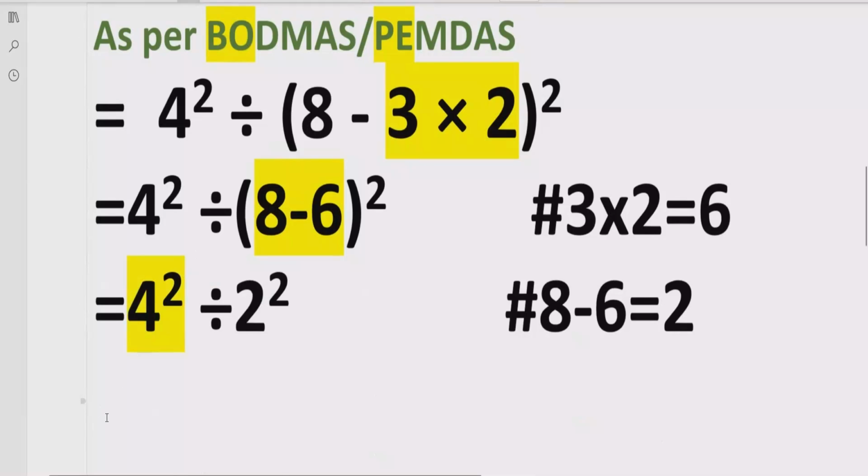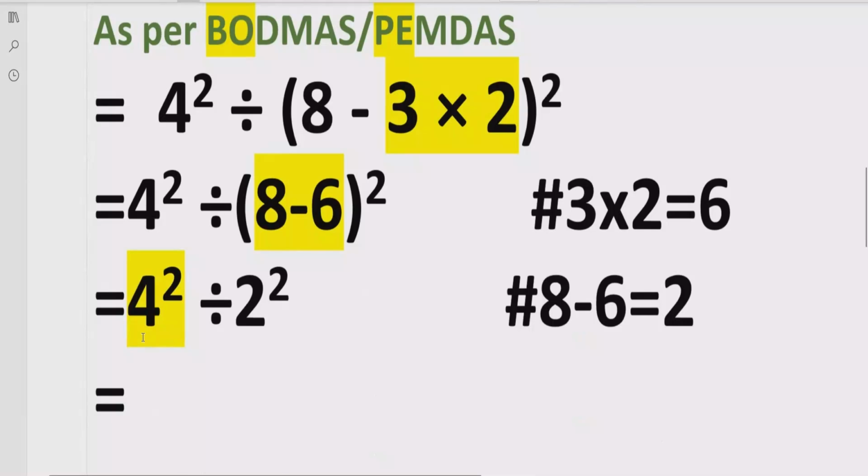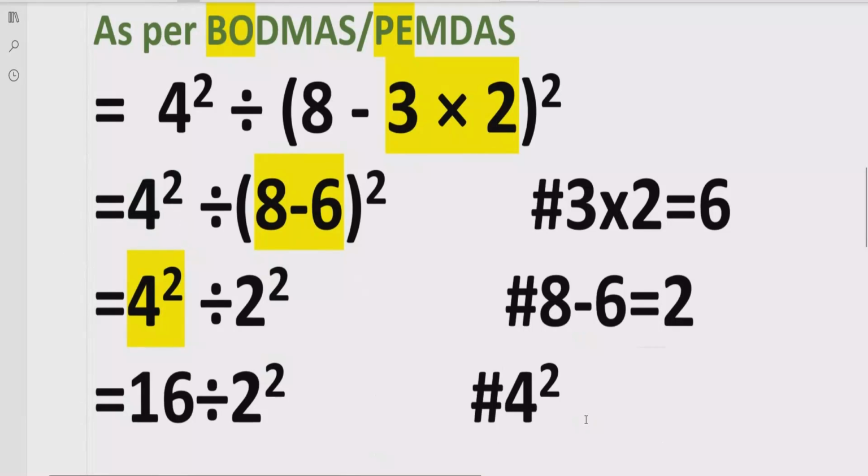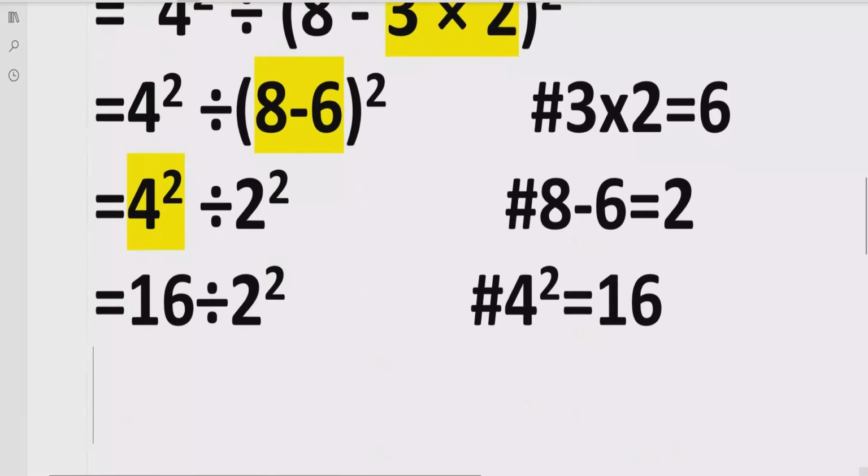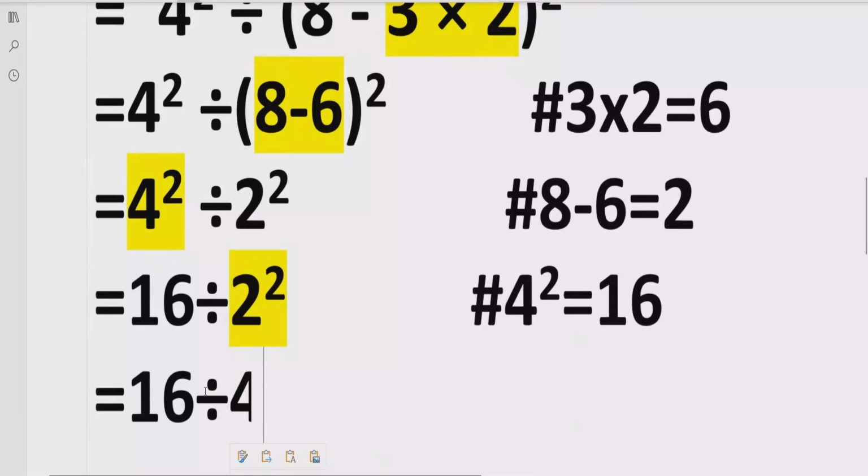One is 4 raised to power 2. So first of all, we have to solve this one. 4 raised to power 2 means 4 multiplied by 4, which is equals to 16. And divided by 2 raised to power 2, we will write here as it is. And here we have to give the reference: 4 raised to power 2 equals to 16. Now forward, again we have another power which is 2 raised to power 2. So we will write this one: 16 divided by 2 raised to power 2 means 4. And here we have to give the reference: 2 raised to power 2 equals to 4.